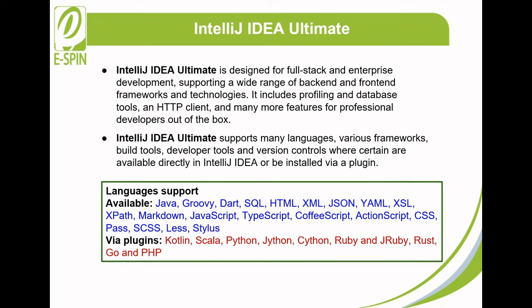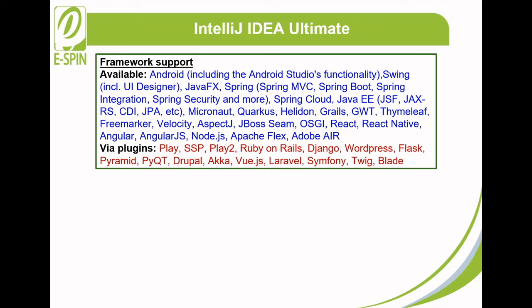To name a few, the languages that are available in IntelliJ IDEA Ultimate are Java, Groovy, Dart, SQL, HTML, XML, JSON, YAML, and more, while Kotlin, Scala, Python, etc. can be installed via a plugin. For frameworks supported by IntelliJ IDEA Ultimate, the examples are Android, including the Android Studio's functionality, Swing, including UI Designer, JavaFX, Spring, Spring Cloud, and many more, while Play, JSP, Play 2, Ruby on Rails, Django, WordPress, and others can be installed via a plugin.